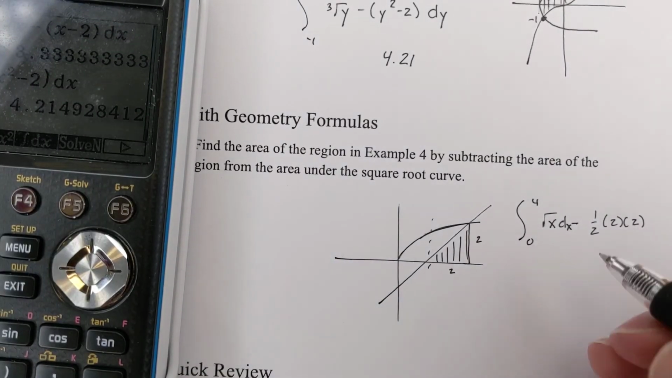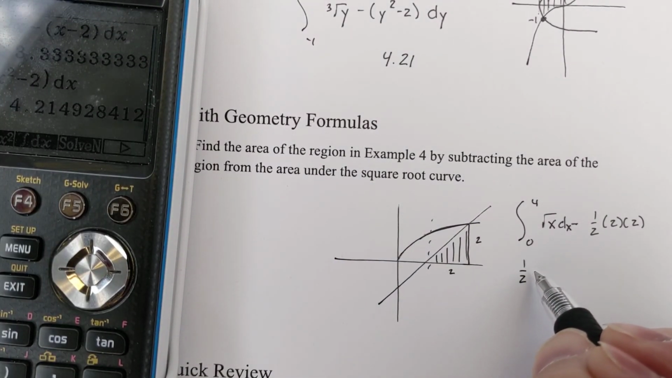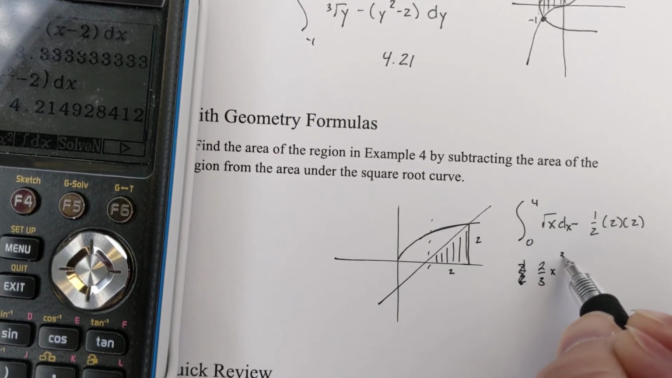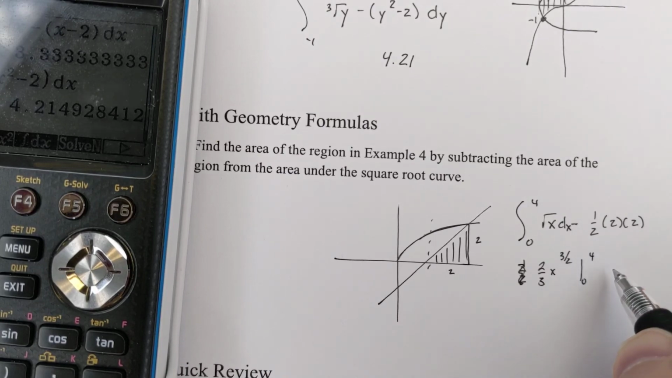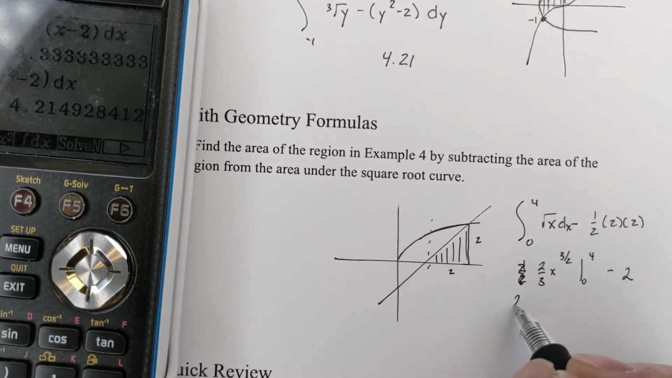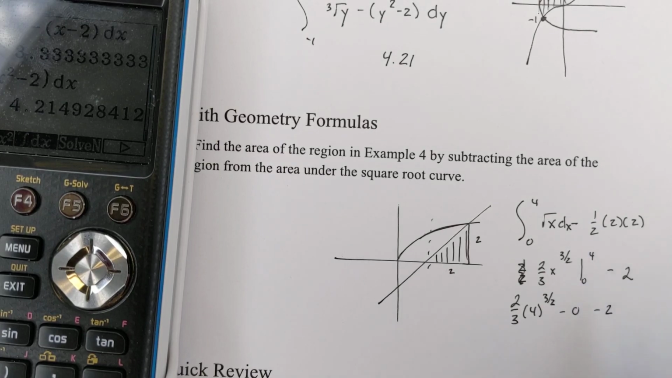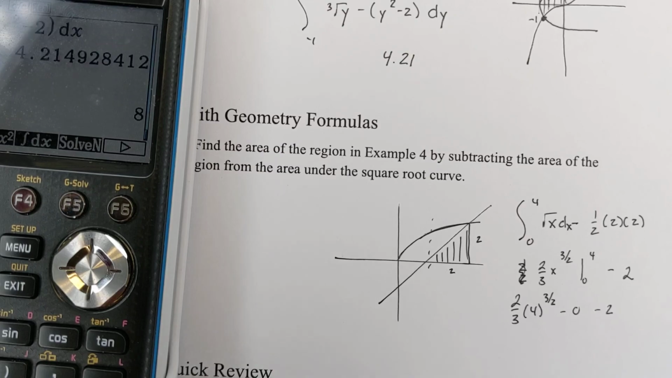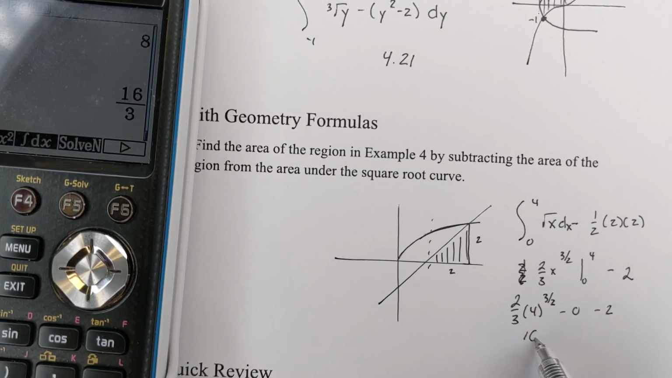So this would become 2/3 x to the 3/2 from 0 to 4 minus 2. So 2/3 times 4 to the 3/2 minus 0. When I plug 0 in, I get 0, minus 2. So 4 to the 3/2 times 2/3. So this is 16/3 minus 2, which is 16/3 minus 6/3, which is 10/3.